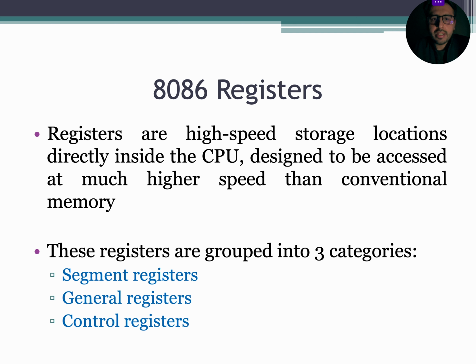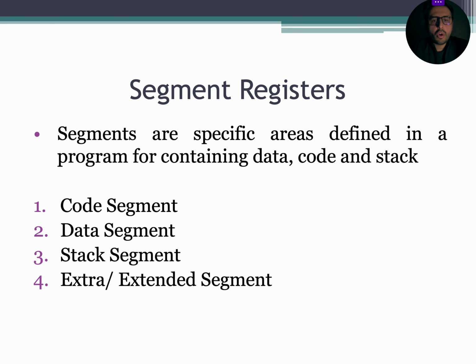Category number 1, segment registers. Category number 2, general registers. Category number 3, control registers. Let's talk about the first category of registers, that is segment registers. Segments refer to the specific areas designated within a program to hold data, code, and the stack. There are four major segments.